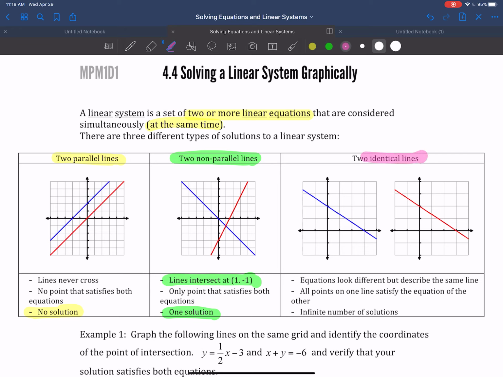When you have two identical lines, so if I were to graph these on the same graph, they'd be right on top of each other. They'd look like the exact same line. Now, the equations look different, but they describe the same line. What we say there is that there's an infinite number of solutions because they're always intersecting. They're always touching, which means that there's an infinite number of points of intersection. So there's an infinite number of solutions.